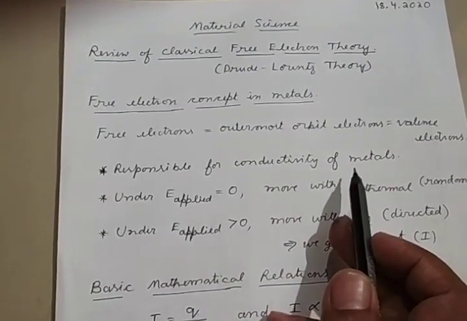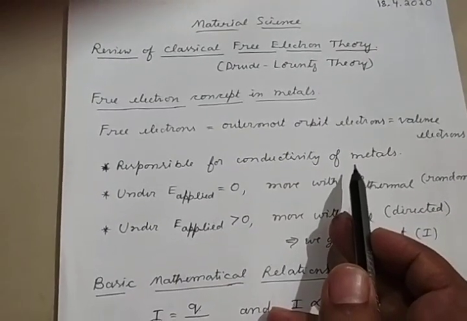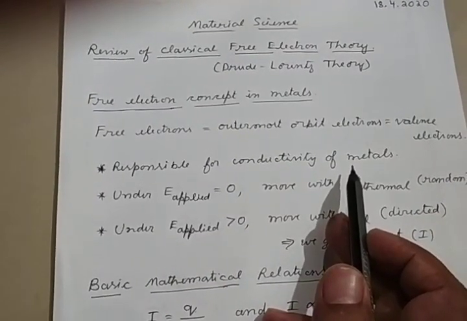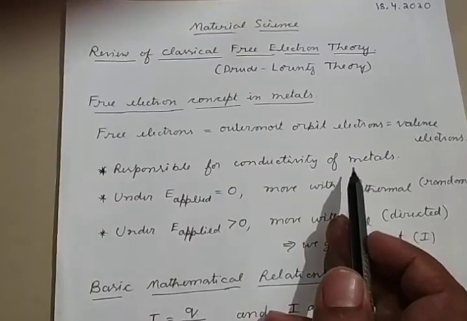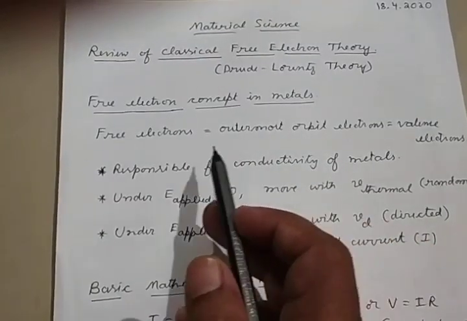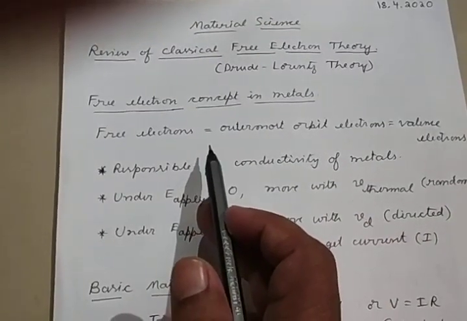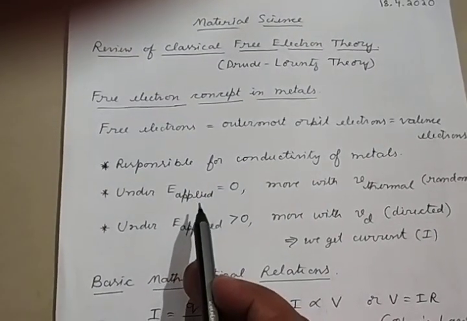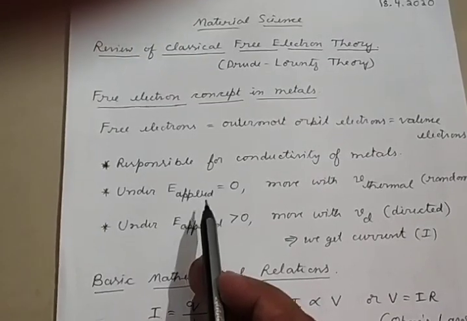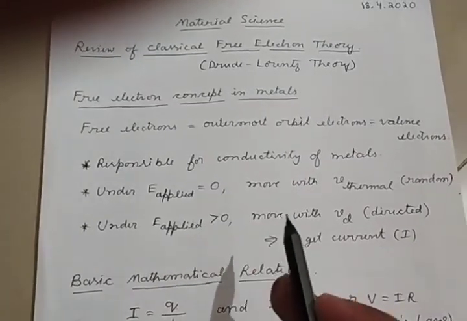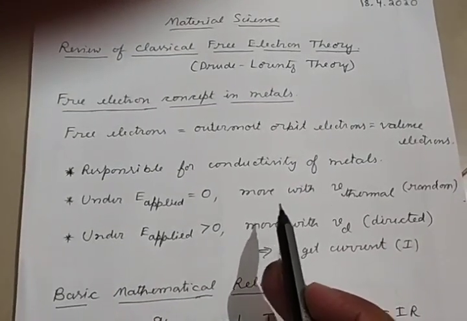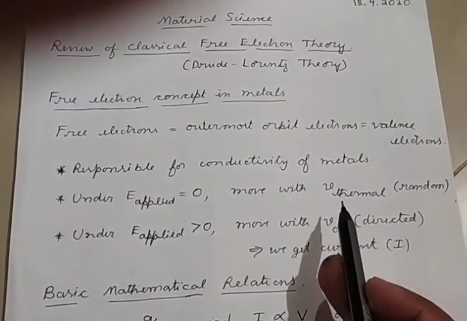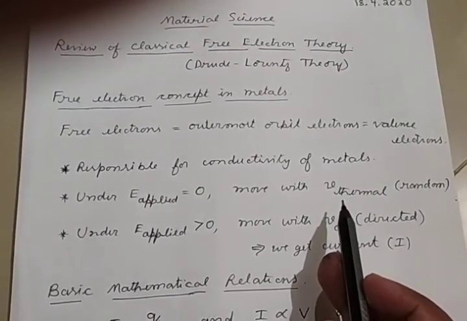We know that if you take a metal wire and apply a potential difference across it, the metal wire conducts. The conductivity is due to the presence of these free electrons in the metals. Now if we take the case where the applied field is not there, or the applied field is zero, in this case we see that these free electrons are moving with thermal velocity. We call it V thermal.